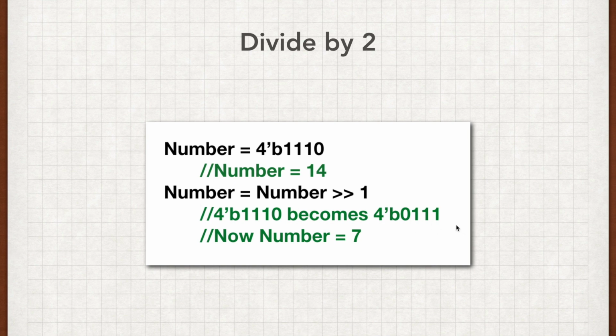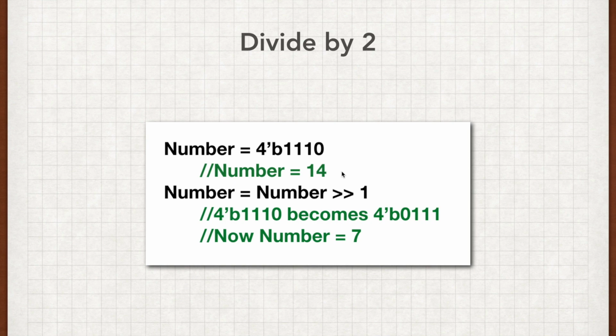The 3 1s move over to the right. Now that number is 7. So 14 divided by 2 is 7, and that's how you divide by 2 in this example. Super simple, super easy, super quick. So for our purposes, it works great.